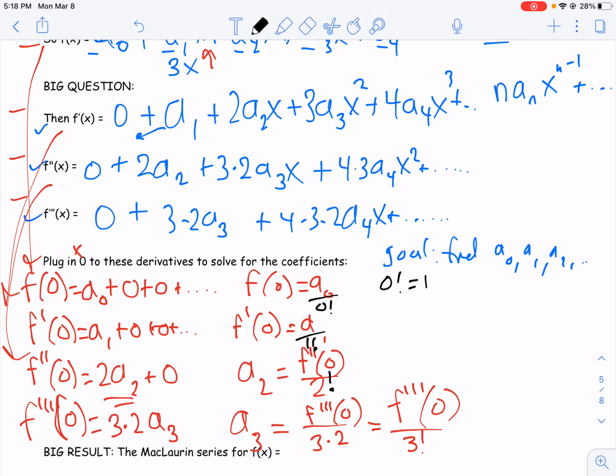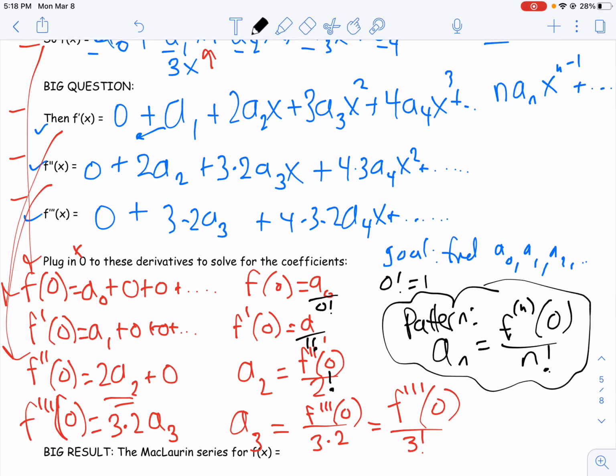So my pattern is that if I want to find that x to the nth coefficient, that a sub n is equal to the nth derivative at 0 divided by n factorial. That is the pattern, and that's how we can find those constants. And this is true for any function. This is just saying that if you want to find that x to the nth coefficient on this series, which is called a Maclaurin series, you just take the nth derivative at 0 and divide by n factorial.